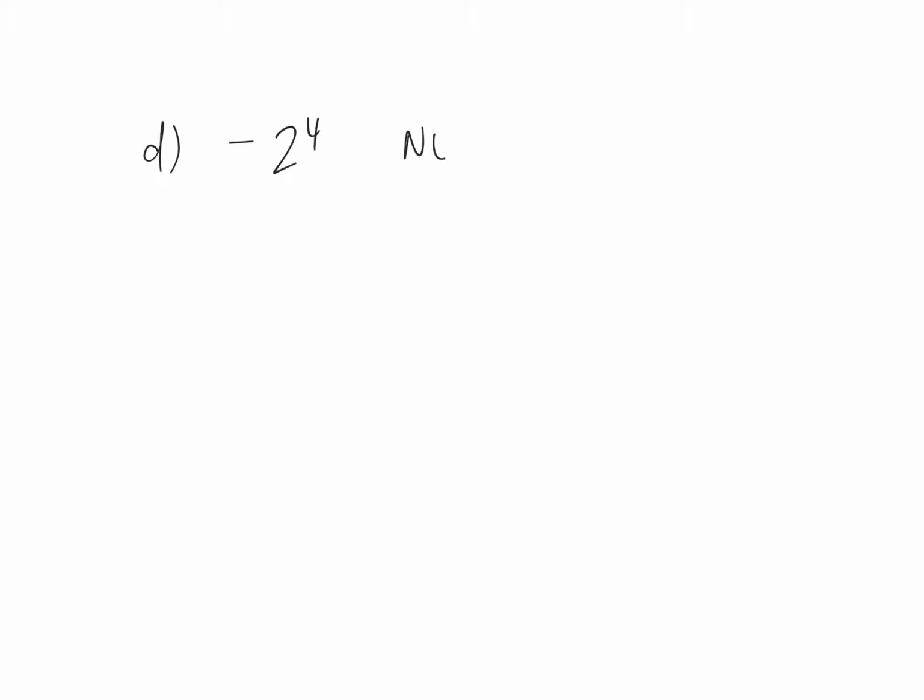So how do you know that's negative? Because there's no bracket. Excellent. So we know that it's a negative power. It's negative 2 to the power of 4. Well, what is 2 to the power of 4? 16. So 2 to the power of 4 is 16, but it's a negative because there was a negative in front of it.